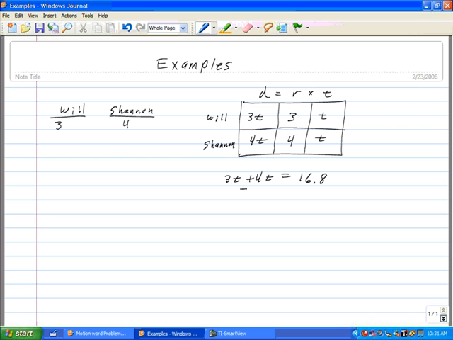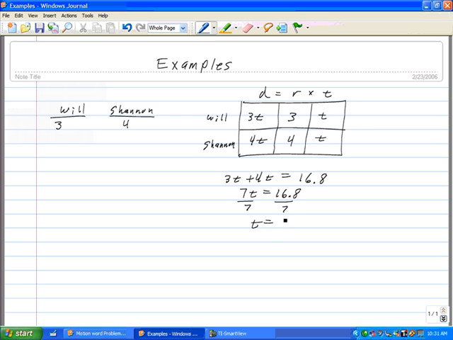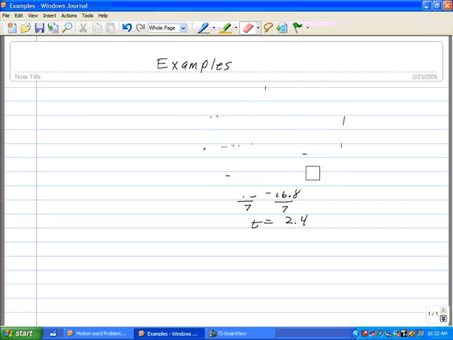So now we can add our like terms, and when we divide, we'll go to the calculator and take 16.8 and divide it by 7, and from that we get 2.4. So our time is going to be 2.4 hours. Now let's look at our next example. We'll clear the board and look at an example where one of the other types of scenarios is taking place.